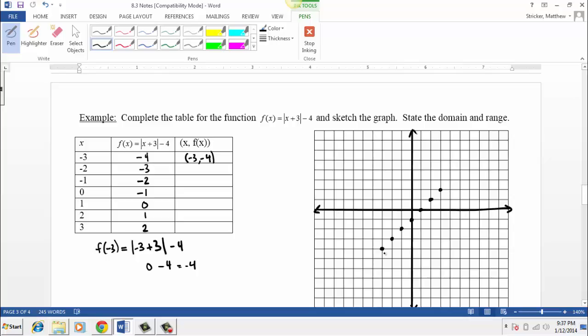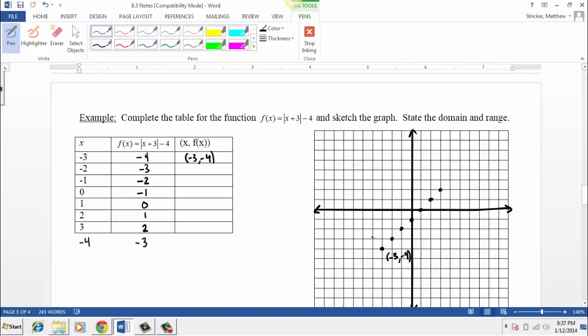So, you know, this value right here is at, what do we say, negative 3, negative 4. So maybe I should try plugging in a value to the left of that value, like x equals negative 4. Negative 4 is the next value to the left over here. If I plug in negative 4, I get negative 4 plus 3. Negative 4 plus 3 is negative 1. Absolute value of negative 1 is positive 1. 1 minus 3 is negative 3.